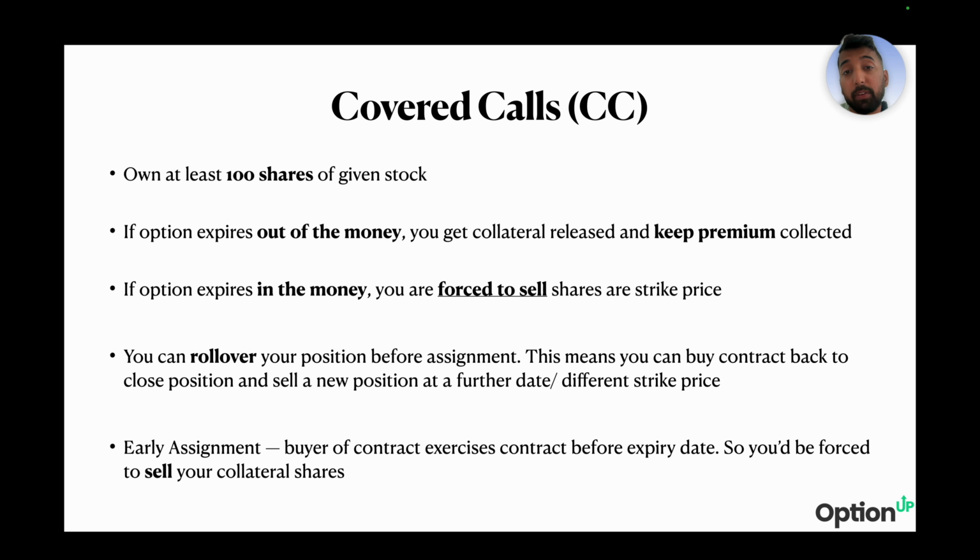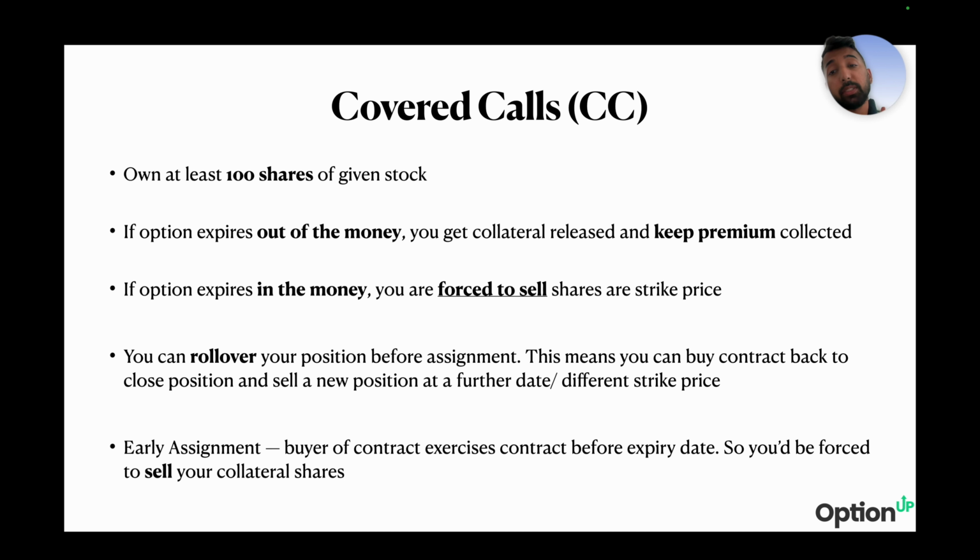So if I'm opening up a covered call, if I'm selling a call option, I have to put up 100 shares as collateral. And if the option expires out of the money, meaning the current value of the stock is less than the strike price of that covered call option, then the options contract expires completely worthless. My shares that I put up as collateral get released, and I keep the premium completely.